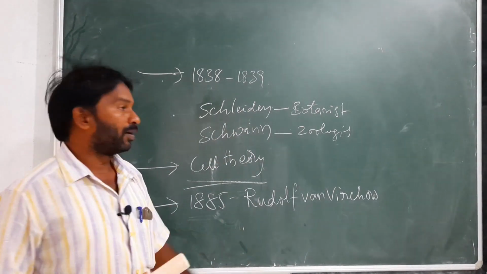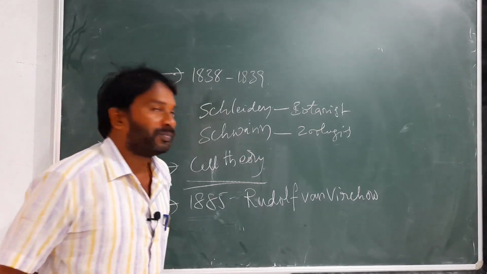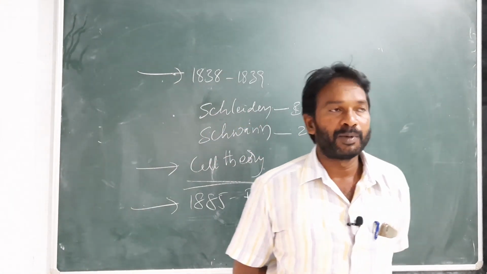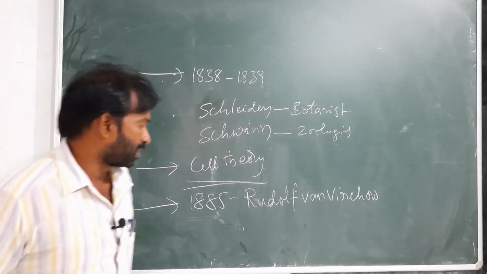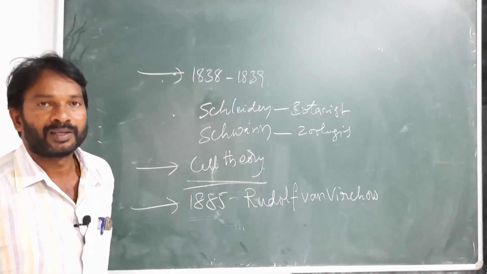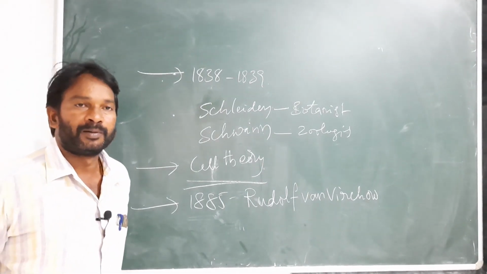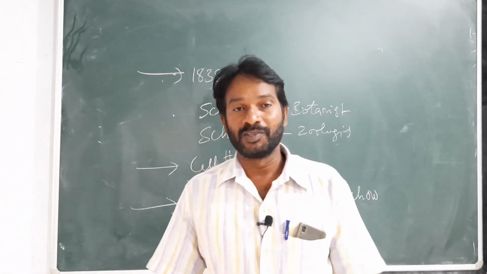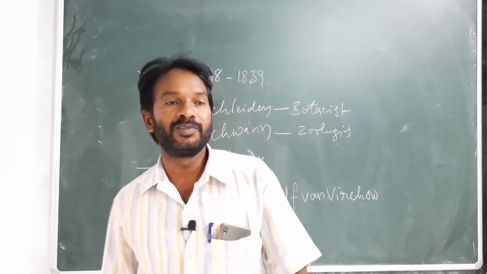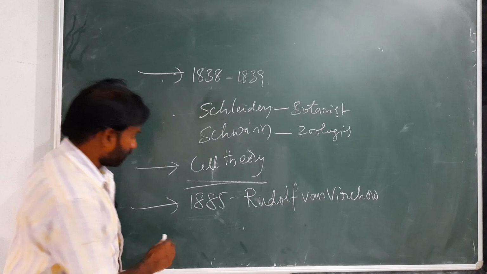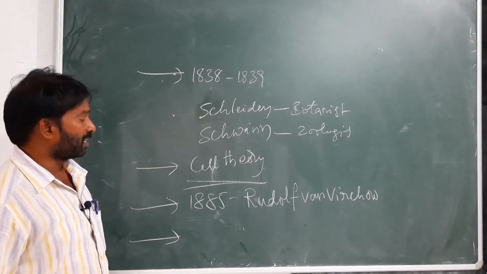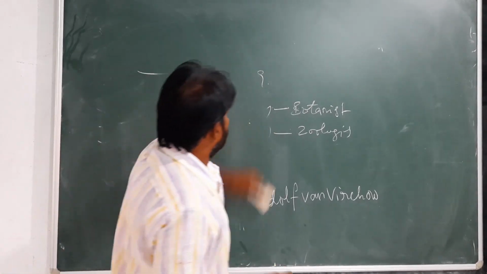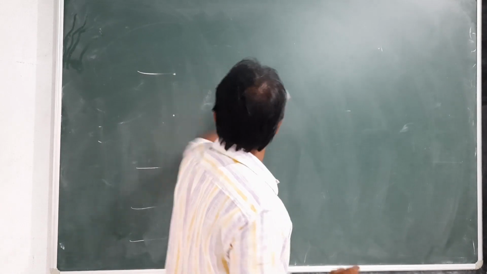According to him, we can understand the cell theory through some cardinal principles: new cells are formed from the products of existing cells, and new cells are produced from pre-existing cells. This is the cell theory.